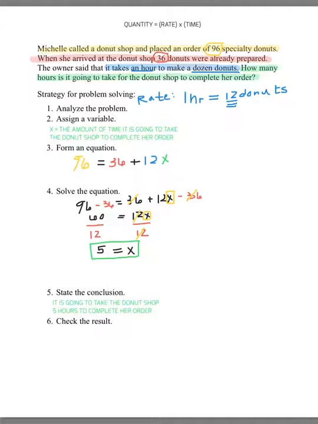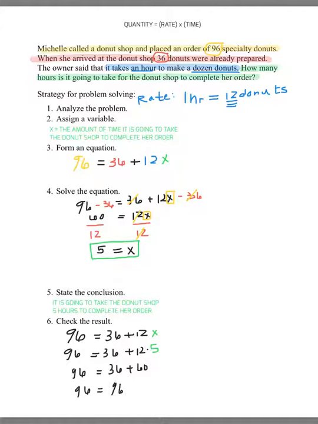So now let us go ahead and check our result by plugging in the value for x into the original equation. The original equation is the one found in step 3. So we have 96 is equal to 36 plus 12x. However, we now know that x is equal to 5. So we're going to substitute that in. 96 is equal to 36 plus 12 multiplied by 5. On the left, we simply have 96, so we'll bring that down. And on the right, we'll have 36 plus 60. Simplifying the right-hand side of the equation, 36 plus 60 gives us 96. So we have a true statement, and therefore our solution is correct.